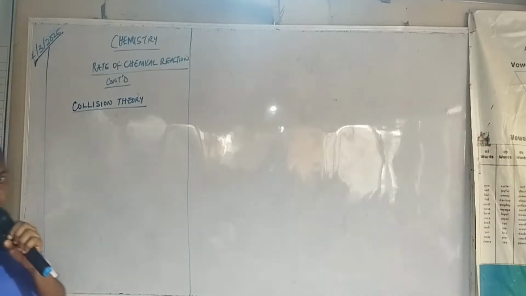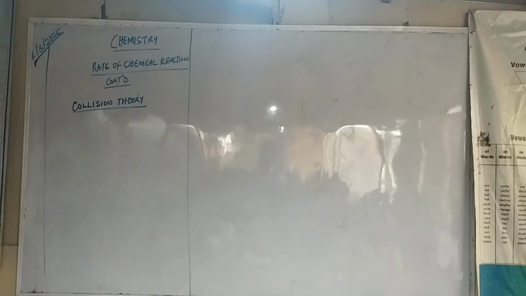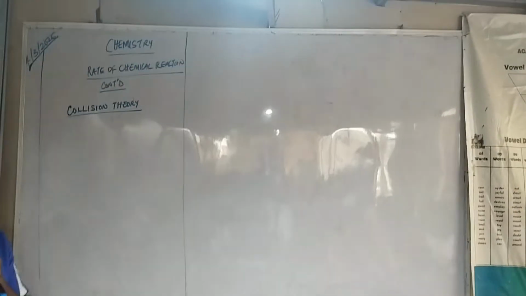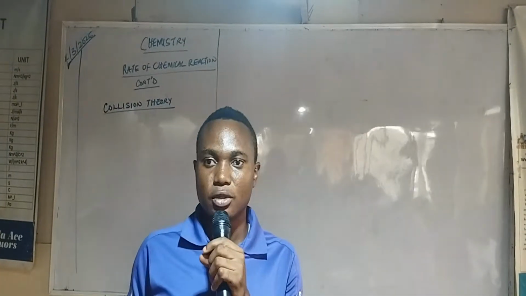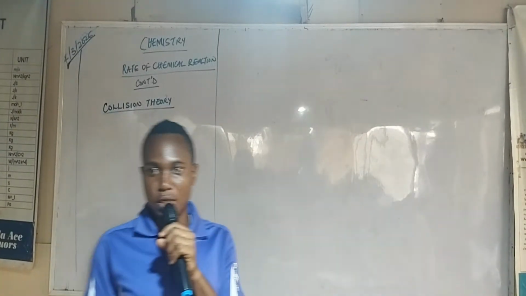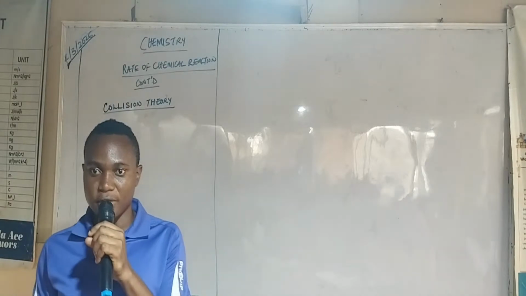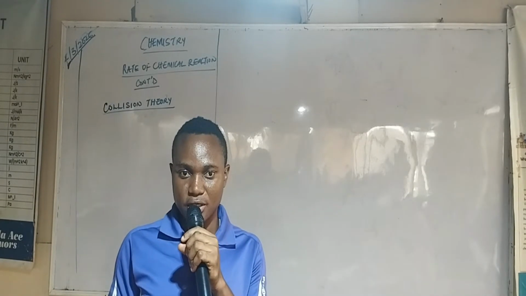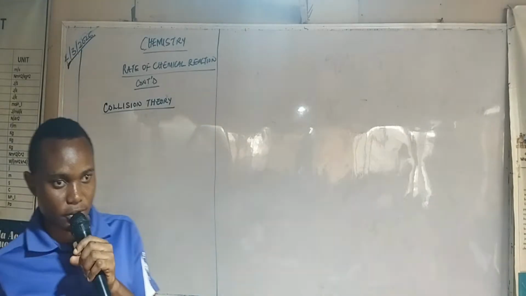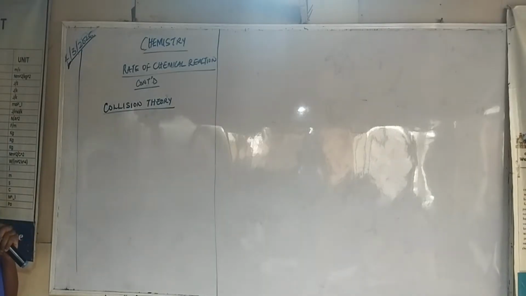Okay, today we are going on to collision theory, which is a very integral part of the rate of chemical reaction, because it's from this that we'll be able to learn why certain reactions are faster than others, and why certain reactants react faster than other forms of the same reactant. Okay, what is collision theory?